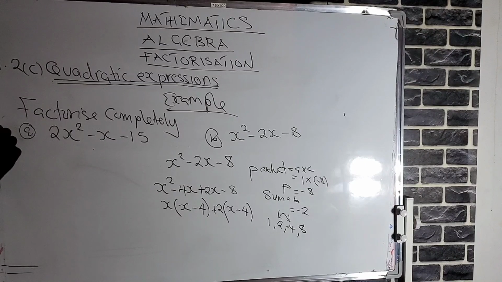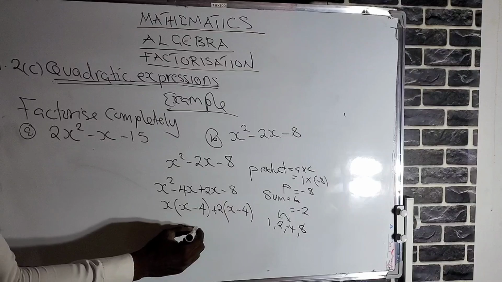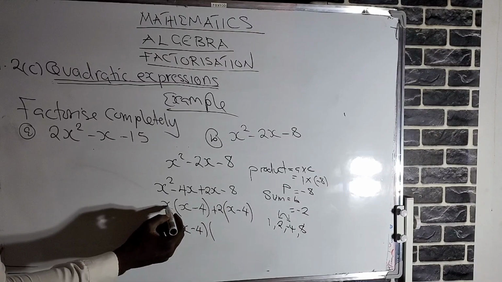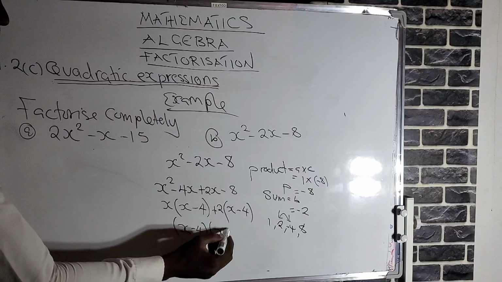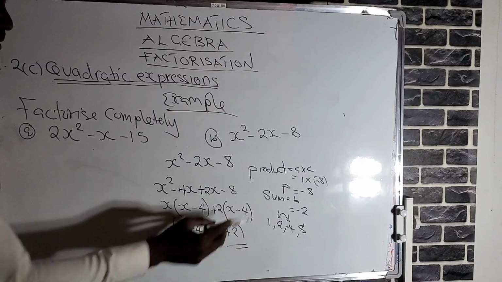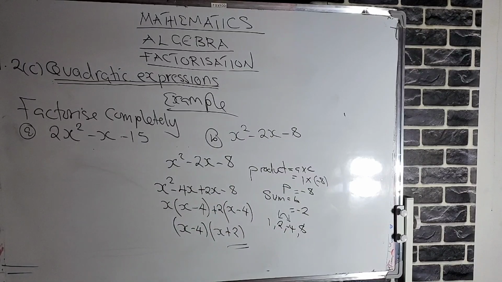Then we factorize by common factor. We write x minus 4 open bracket, x plus 2. Simple. The key is here. That's where the issue is when it comes to factorizing quadratic expressions. Okay, so you can copy.